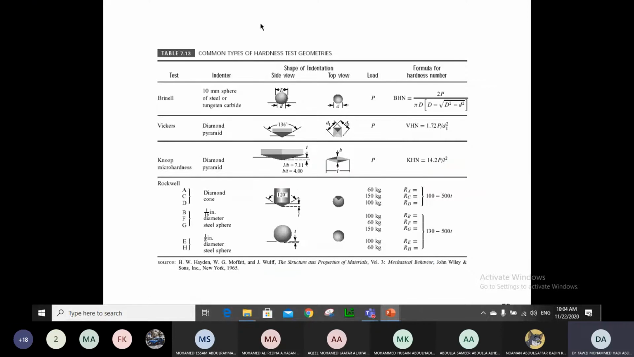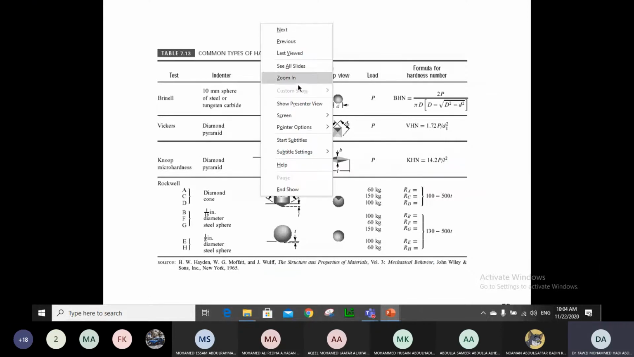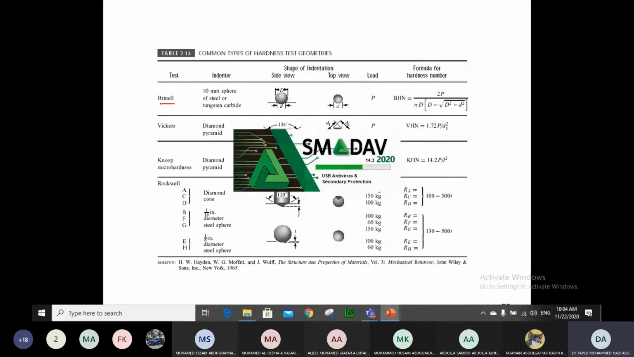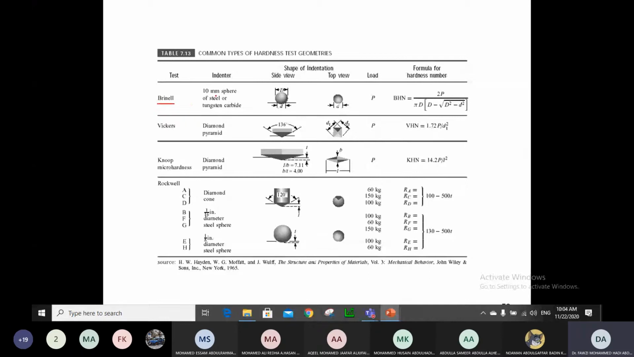And then we said we have different ways to determine the hardness, one of which, as we already mentioned, is the Brinell hardness test. We use a 10 millimeter sphere of steel or tungsten carbide. Tungsten is what type of material? It's called the refractory metals. Refractory metals have a very high melting point temperature, which means it is a very stiff material. The bonds are very strong.